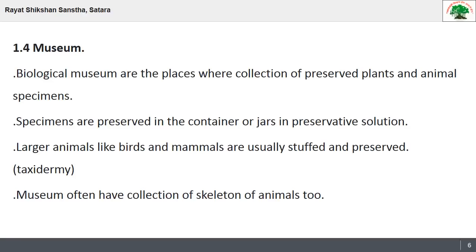But here this is a biological museum. A biological museum is a place where a collection of preserved plant and animal specimens is kept.